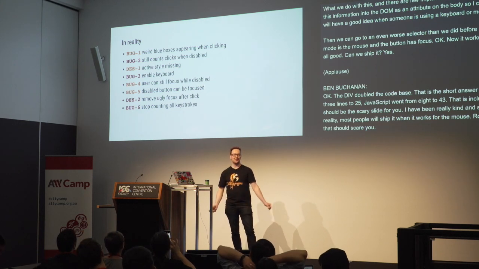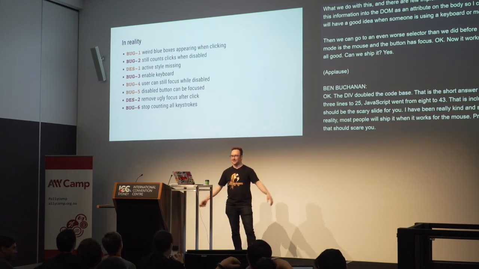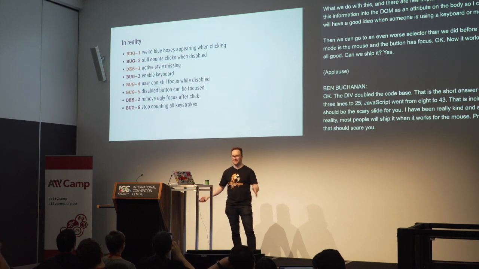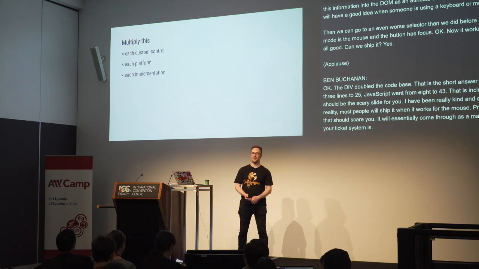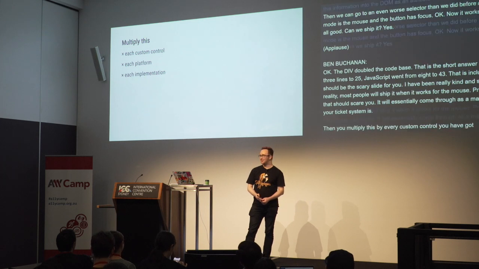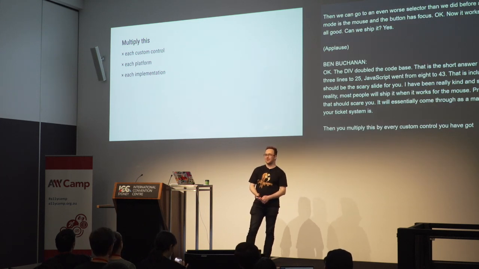It's essentially going to come through as a massive list of JIRAs, or whatever your ticket system is. Fix this, fix that, users got this, and because you'll get duplicates, it's just sadness. And then you multiply this by every custom control you've got across every platform you have to support and every implementation of your UI library that you've got.